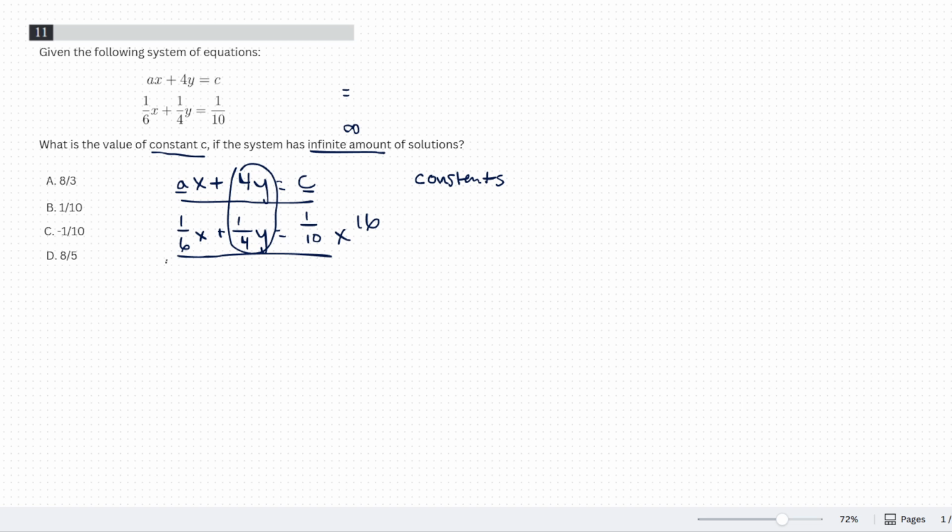So when we do that, what we have is 16 over 6 x plus 16 divided by 4 is 4y, and then we have 16 over 10 as our c term. So what we have here is we have a is going to be equal to 16 over 6, which we can reduce down to be 8/3. Our y terms are the same, and then we have our constant c is going to be equal to 16 over 10, which is, we can divide by 2, we have 8/5. So going back to our question here, we have, what is the value of constant c? Well, right here, constant c is going to be equal to 8/5.